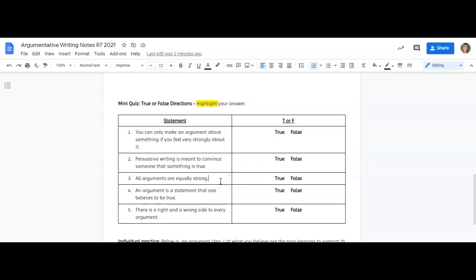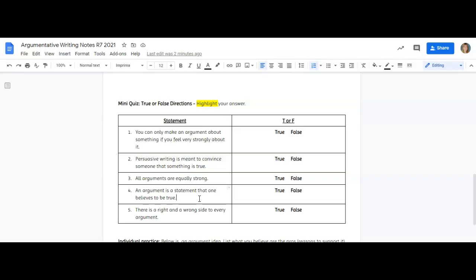Next, all arguments are equally strong. How would you answer that? All arguments are equally strong. That would be false. Some people are able to make stronger arguments or stronger cases, and that happens all the time in court. Number 4, an argument is a statement that one believes to be true.